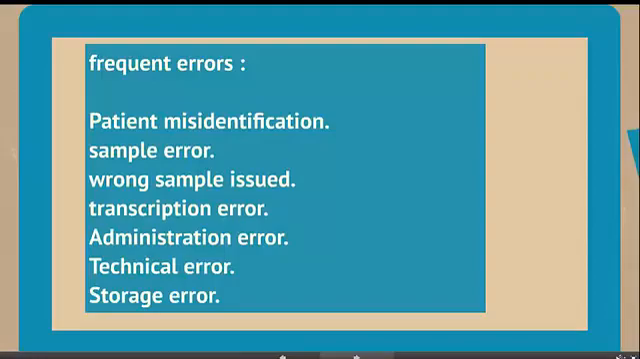Other errors that can happen are transcription errors, in which we probably label or wrongly fill in the blood request form. Administration error, as I have mentioned, in which we have transfused the wrong blood to a particular patient. The subsequent one is the technical and also the storage error.